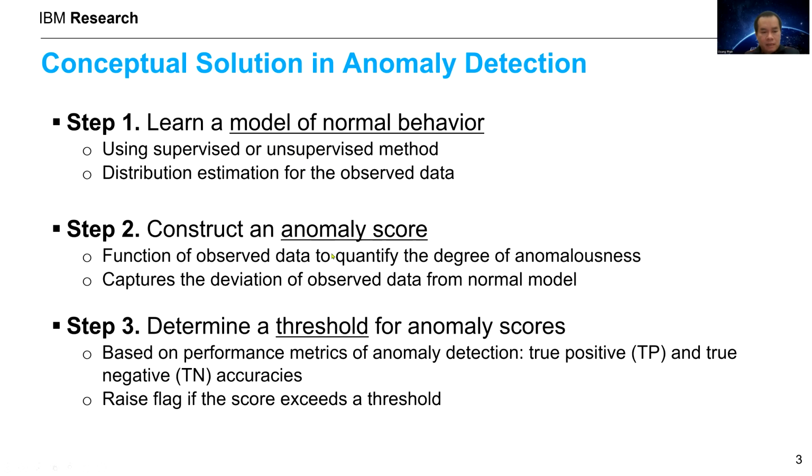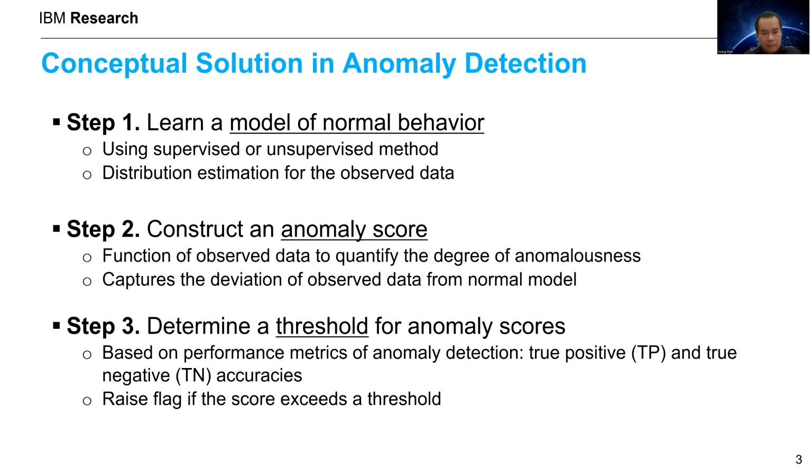The purpose of this step is to build a function that gives a scalar for given data that quantifies the degree of abnormalness. The purpose here is to capture the deviation of the object data from the normal data. And also one thing we need to keep in mind is how we can obtain actionable information from this step.